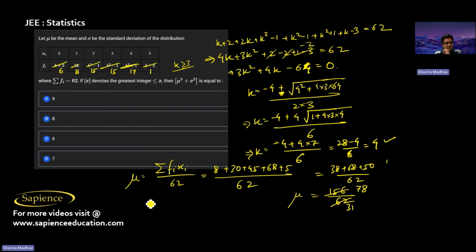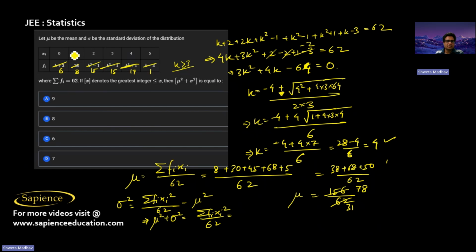So σ² we have to find out. σ² will be summation fi xi² by 62 minus mean square. That means μ² plus σ² will be equal to summation fi xi² divided by 62. So this we have to find out.